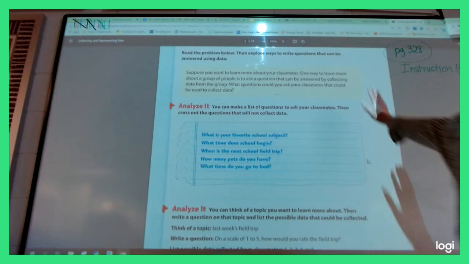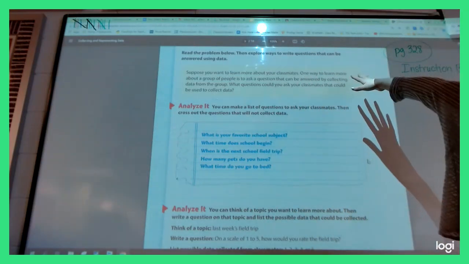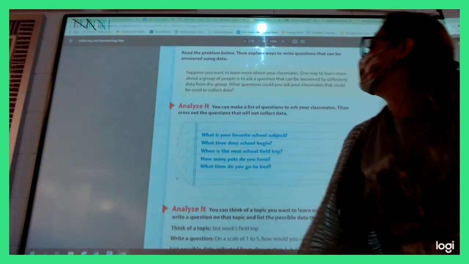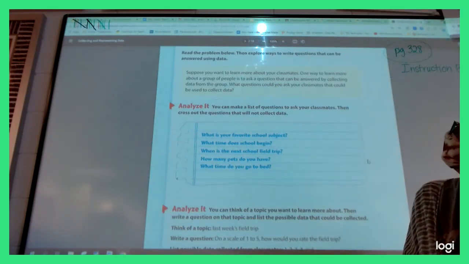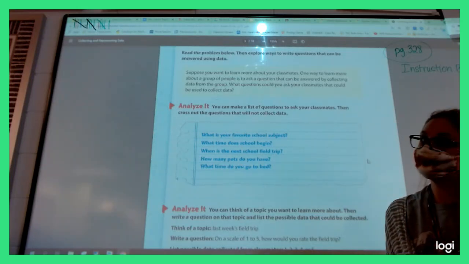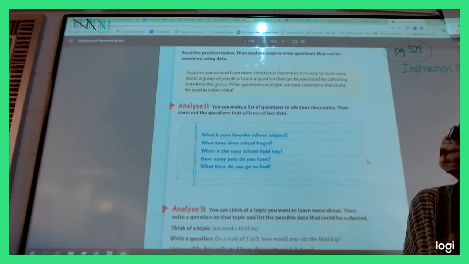Okay, I need someone to read this box up in the yellow. I'm sure you're tired of hearing my voice. Cadence, nice and loud. Suppose you want to learn more about your classmates. One way to learn more about a group of people is to ask questions that can be answered by collecting data from the group. What questions could you ask your classmates that could be used to collect data?